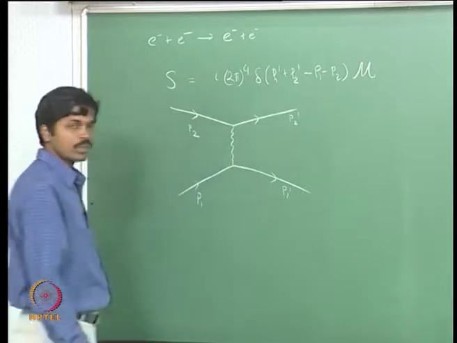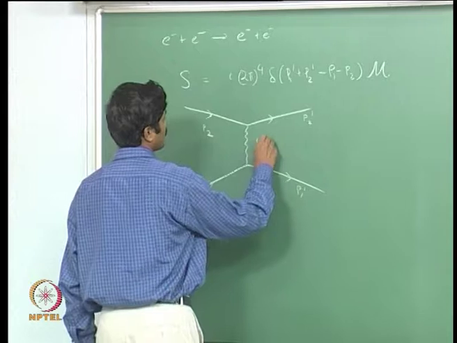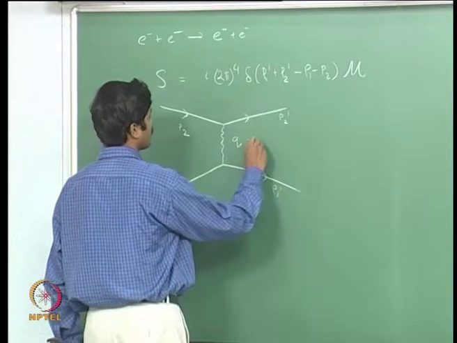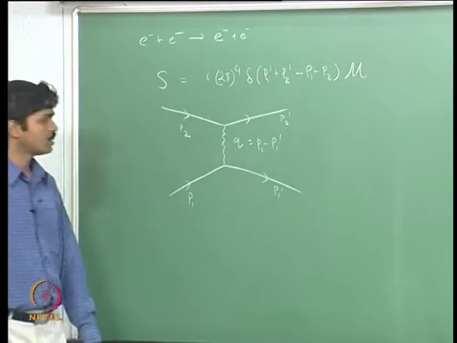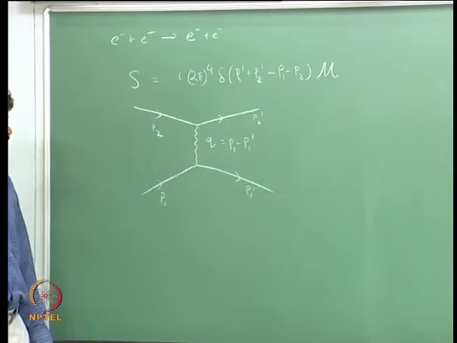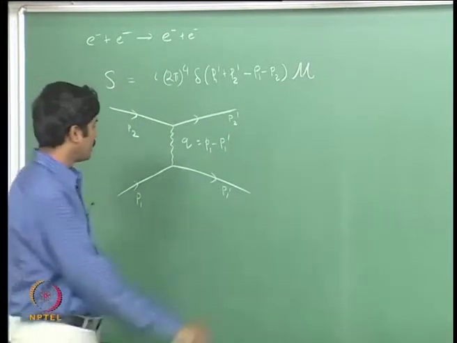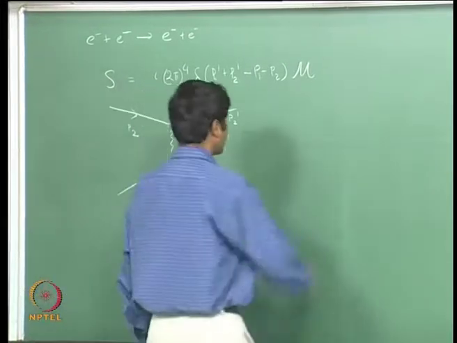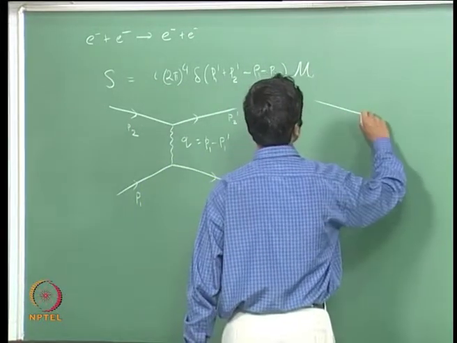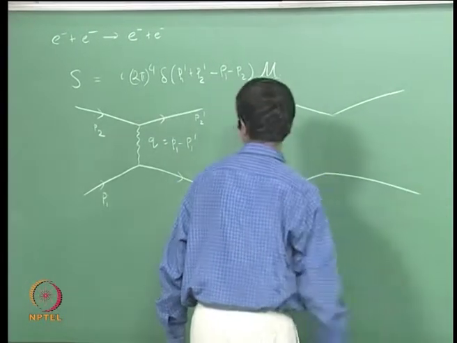They exchange a virtual photon whose momentum is given by p₁ − p₁′. The other diagram is obtained from this one by exchanging these two outgoing electrons. So this is the diagram for the second process.